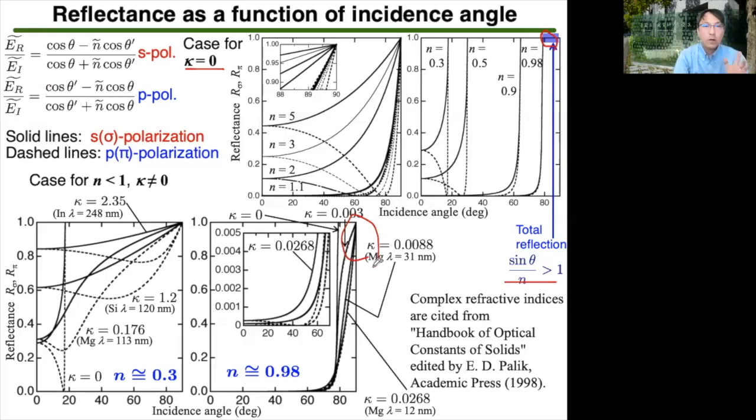For example, for the real part n of 0.98, nearly 1, the reflectance is lower than 10% up to the incident angle of 70 degrees. However, when theta is larger than 80 degrees in the total reflection region, the reflectance rapidly increases. These are just optical properties, results of the interaction between the incident light and charged particles in the solid. From the next slide, I show how the complex refractive index is related to electromagnetism.